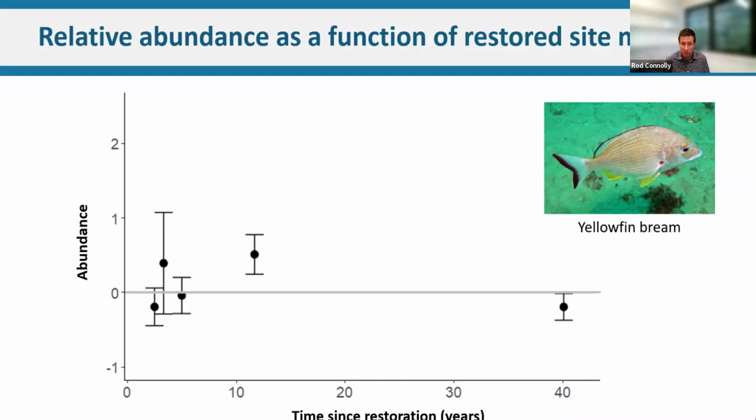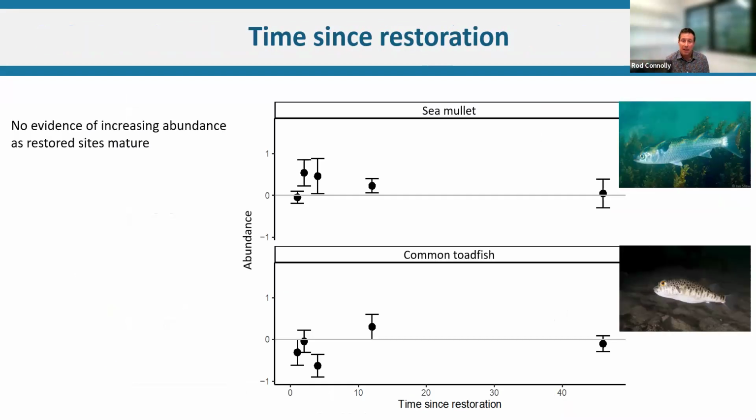As soon as the mangroves are restored, the fish are using them in the same way that they're using adjacent mature natural forests straight away. Same for sea mullet and for toadfish. So there's no evidence of a trend over time.